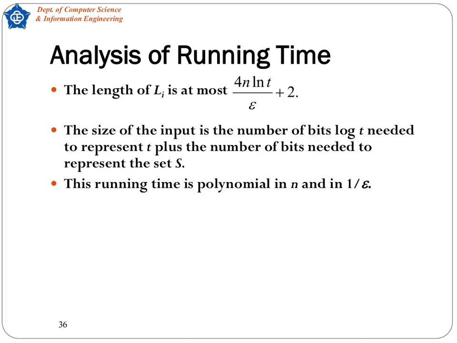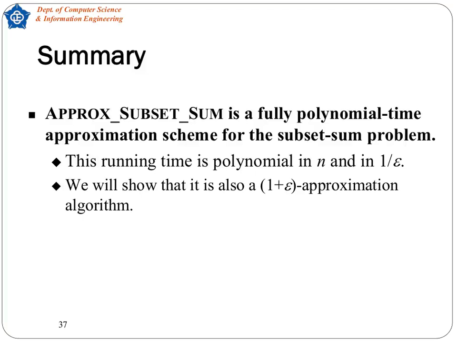Building on our previous discussion of the algorithm's performance, let's dive into the running time analysis. First, we show that each list L has at most 4nt/epsilon plus 2 entries. Next, we clarify how we measure input size. It's simply the total bit length needed to encode the target t, namely log t bits, plus the bits required for the set S. Combining these observations, we conclude that the overall running time grows polynomially in n and in 1/epsilon, so our algorithm really is efficient under these parameters. Building on that analysis, here's a concise summary of our results.